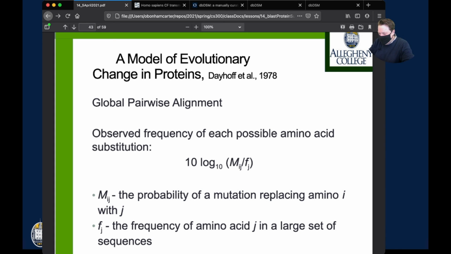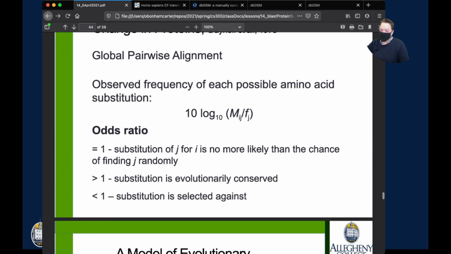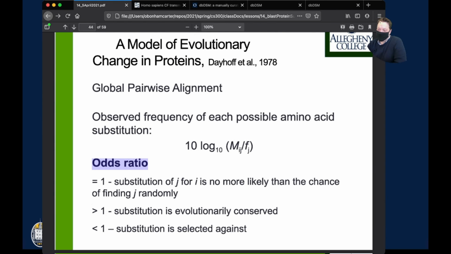And then I ask myself, what is the frequency of that particular amino acid in a large set of sequences? How many times have I seen it at all? And so I put this into this equation here. I attach the log function to it, and I multiply the whole thing by 10, normalizing in a sense. But I get a number that comes out, and that number gives me what's called the odds ratio. And that's how I can tell how random this change was. This is one of the tests you can use for evolutionary change in proteins.